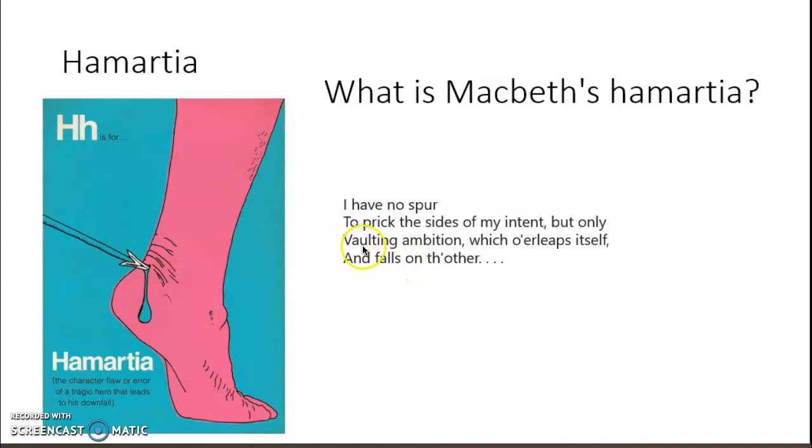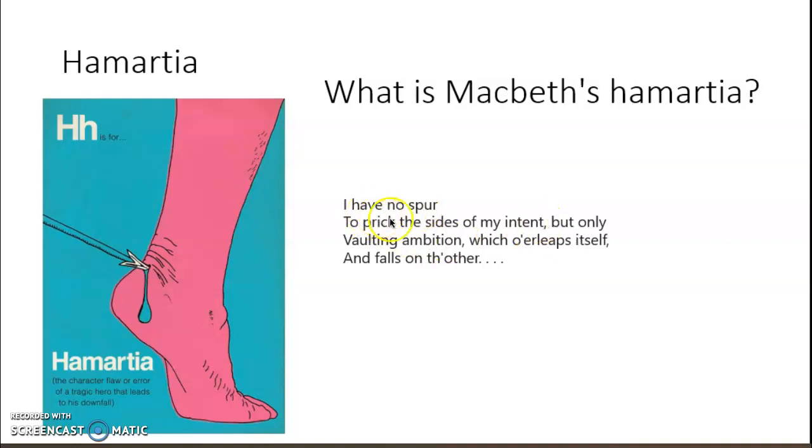It's his own vaulting ambition, and he talks about his ambition as being vaulting, because vaulting means jumping, but not only does it jump, it jumps over itself. So he's trying to suggest that his ambition is a bit of a vicious cycle. Every time he jumps over something, he wants more. He's never satisfied, and certainly we see that within Macbeth. I'm going to talk about that a little bit later.